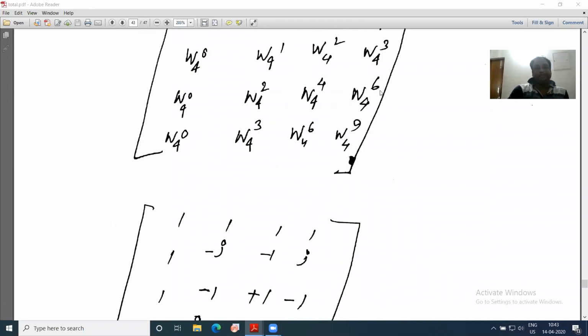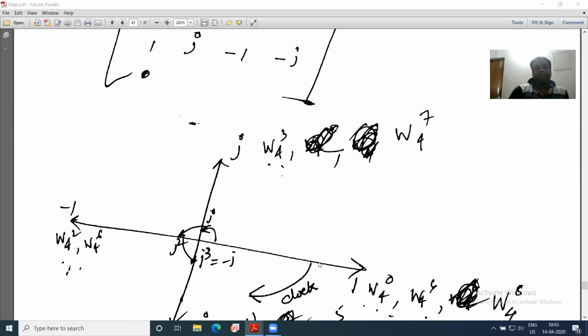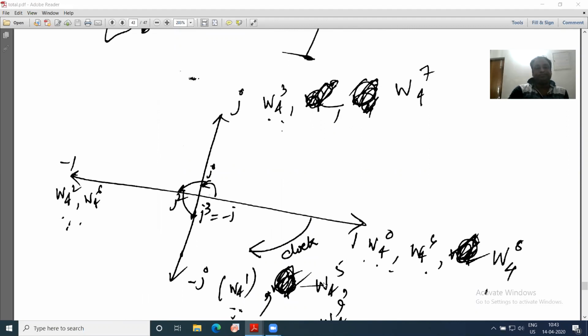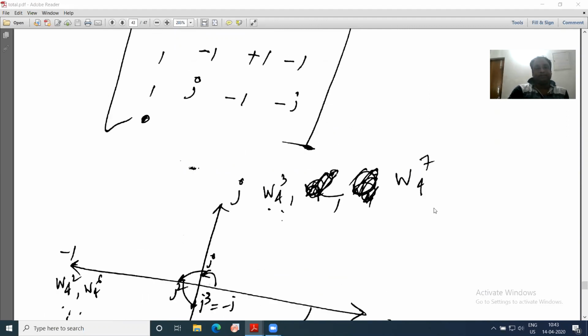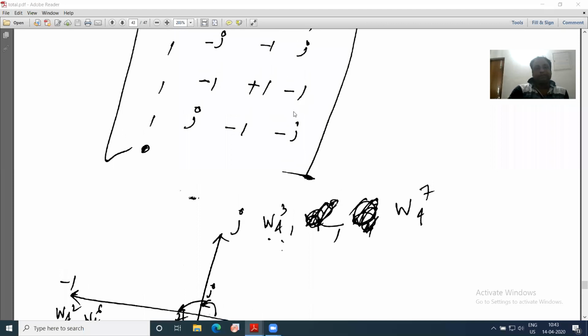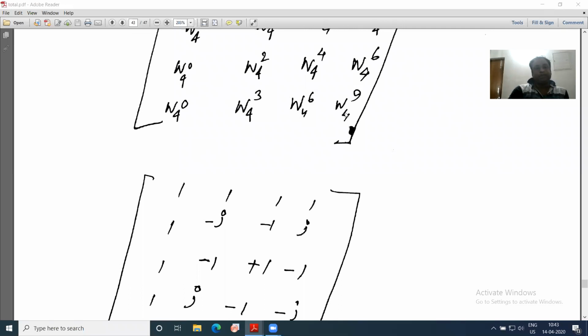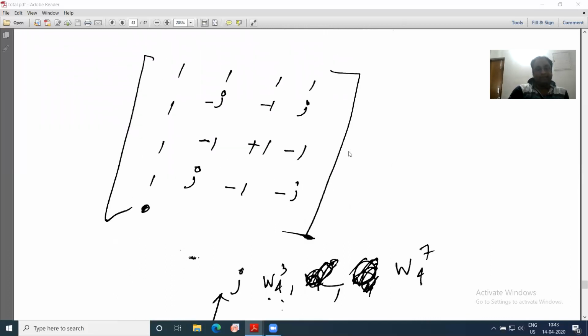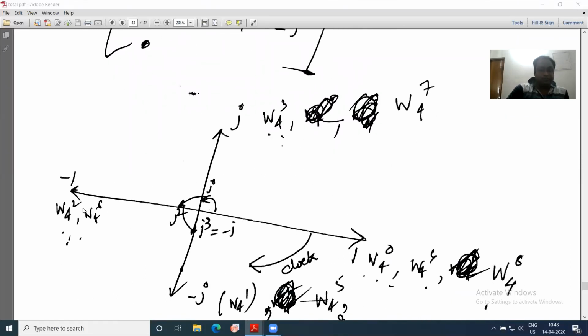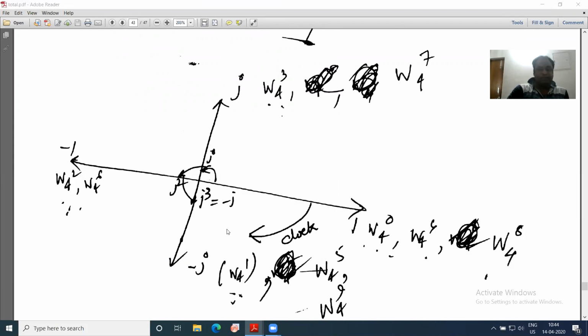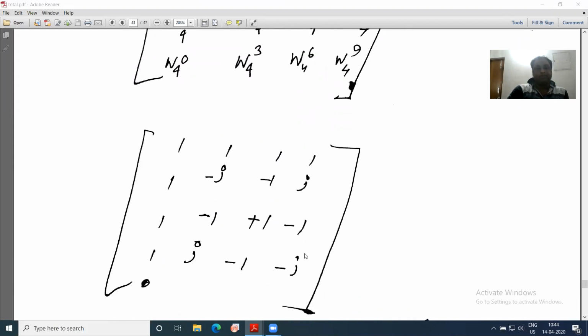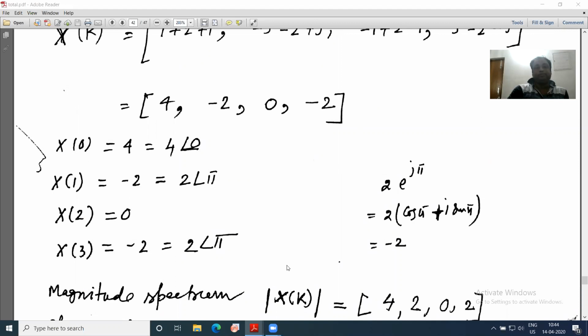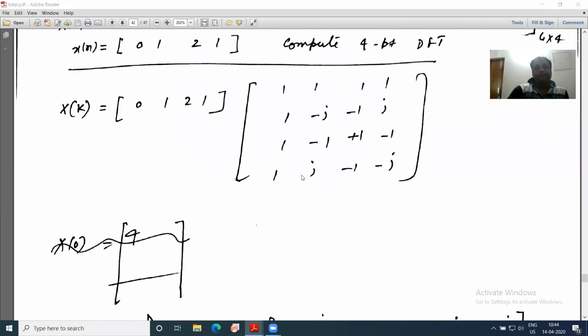Then we want W4^6. Let us see, this is 4, this is 5, this is 6. This is W4^6, which is minus 1. Then this is 1 again, W4^6 already you have found. Then W4^9, if you see, this is 7, this is 8, and this is W4^9. This is equal to minus j. What is W4^9? W4^9 is minus j. Like that we have calculated.